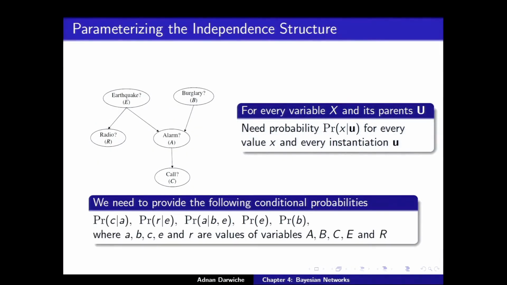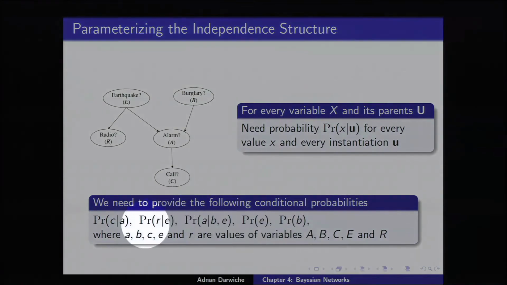If you look at this particular DAG, it means we need the following. For this variable C, I need probability of C given A. How many of these are there? Remember, small c is one state of the big C, and small a is one state of the big A. These variables are binary, so there are 4 numbers. This is a template for 4 numbers, depending on what C and A are. And for R, I need this. And for A, I need this. How many of these? 8. And then for the root E, I need this, and for that.